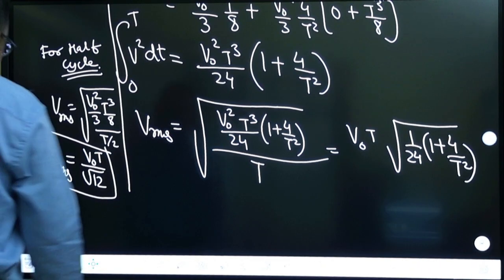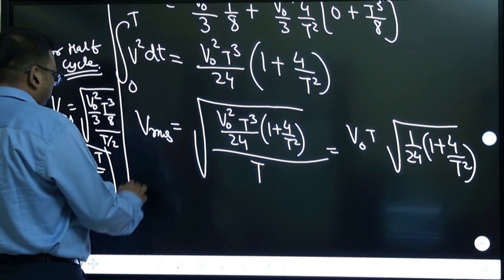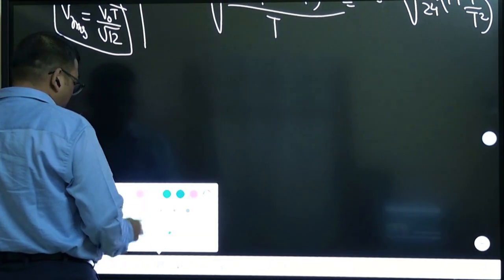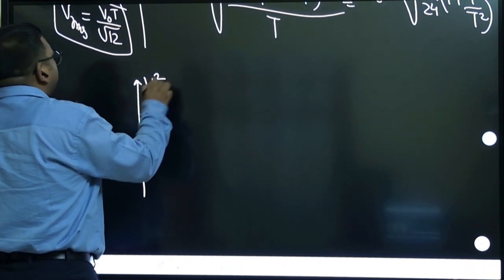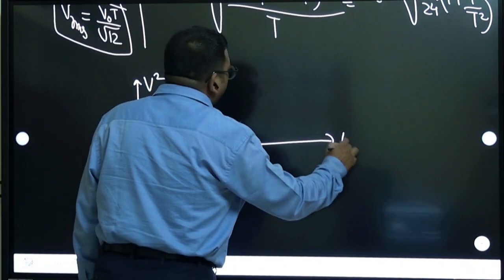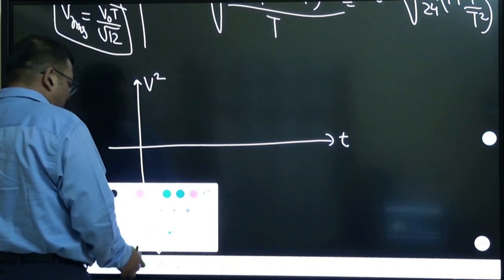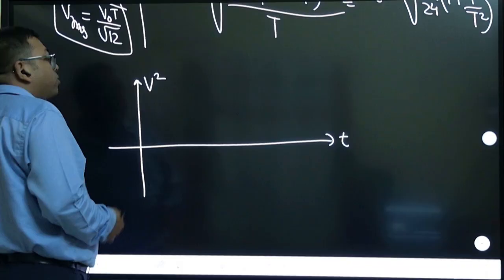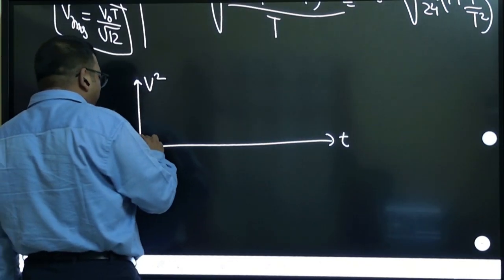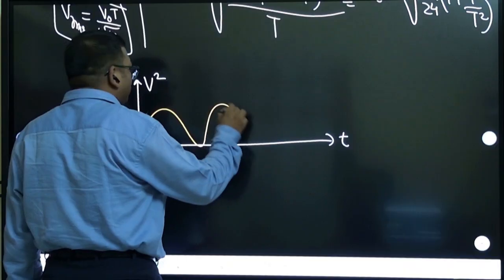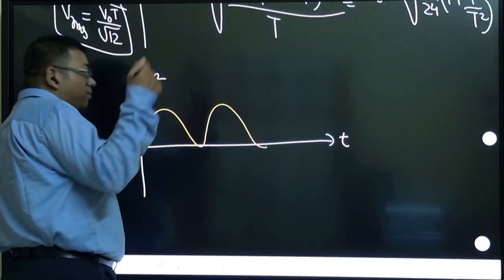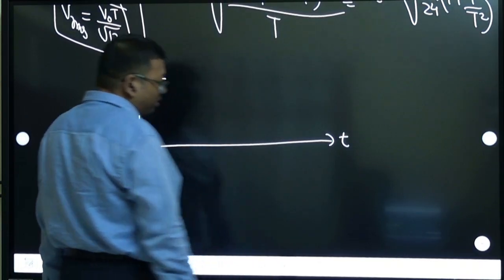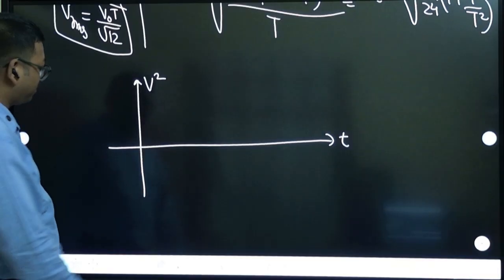No, no. You take the graph of V square now. You draw the graph of V square here. Suppose I draw the V square graph, how will it look? In a sine function this V square graph is like this, that's why over half cycle or over full cycle it is the same. But in this case, draw the V square graph. How will it look?